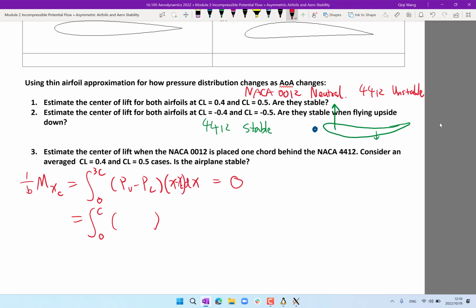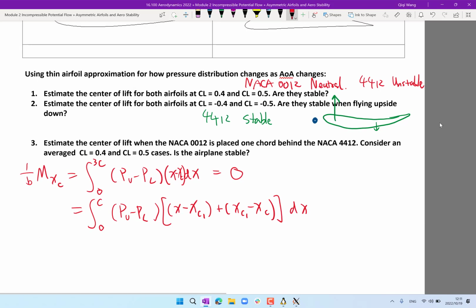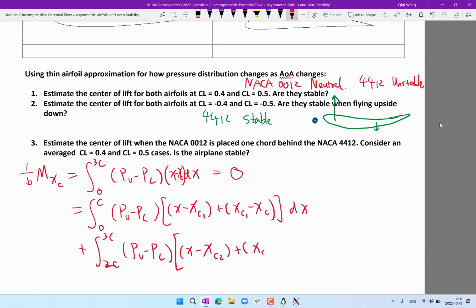Okay, and that we can split into integration from 0 to c. We are going to split x minus xc into x minus xc1, where xc1 is the center of lift for the first airfoil, plus xc1 minus xc, where xc is the aerodynamic center of the whole system, dx, right? And then we are going to add the integration from 2c to 3c for the aft airfoil, pu minus pl. Again, we split the x minus xc into the same two parts, x minus xc2 plus xc2 minus xc.